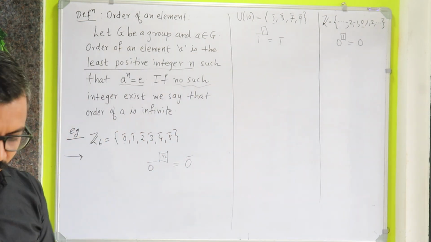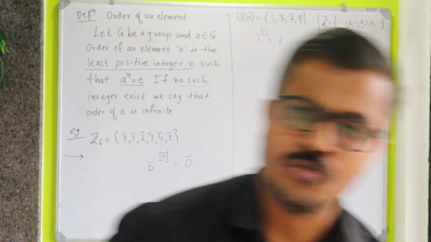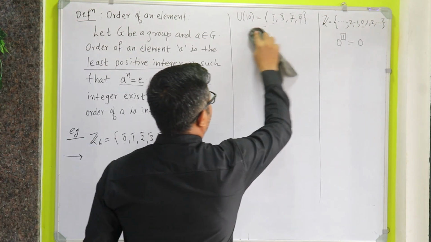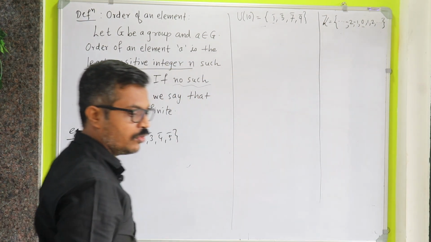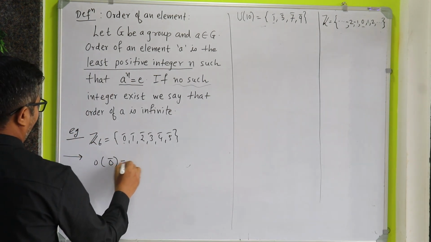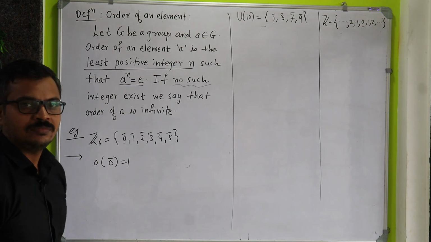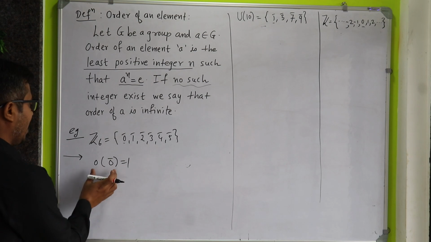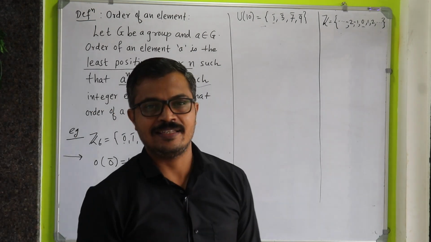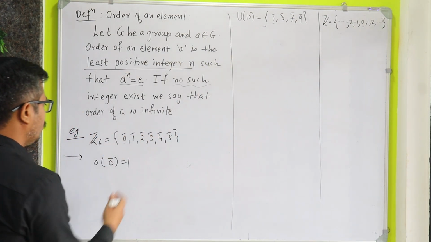So we will not find the order of the identity element because we already know now that the order of the identity element is 1. So we'll simply write here that the order of this 0 bar is going to be 1, and the order of an element is denoted by O of A. So here the order of 0 bar will be 1.